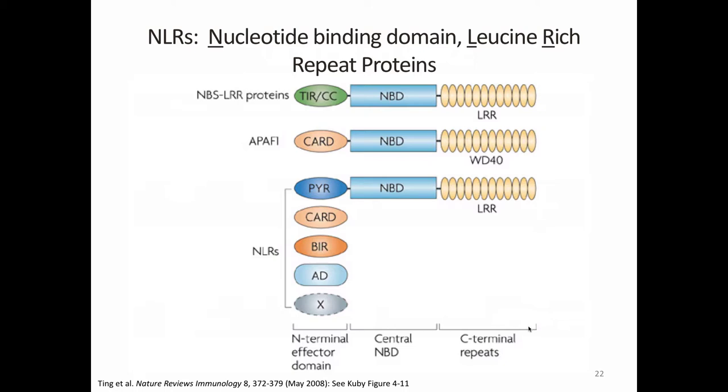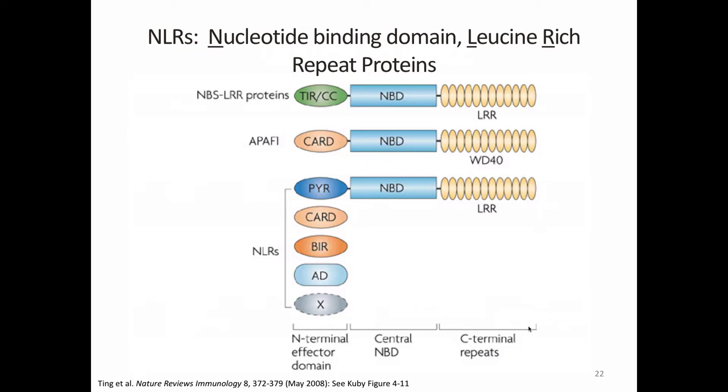There are lots of types of NLRs. Some of them have names like NLRP14. NLRP14 means it's NLR, it's got the P kind of protein domain here, and it's the 14th one. Or NLRC3 has the C kind and is the third one. Or NLRX1 has the X kind and is the first one. That is how they're all named.